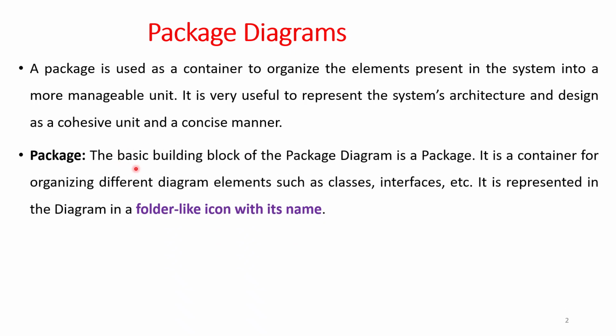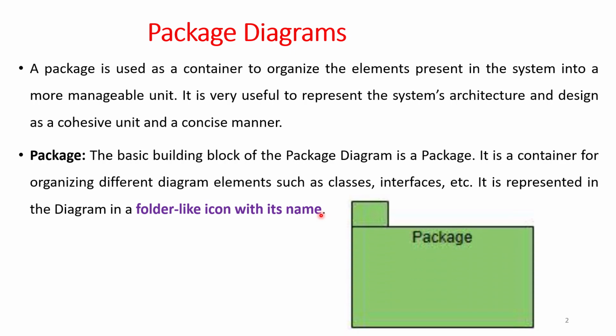So the building block of the package diagram is called a package. It is a container that organizes the different diagram elements. The elements can be classes or interfaces, or any subsystems present in the package. The representation of a package is usually a folder-like icon with its name, which means every package must have a name. A package is like the organization of a folder, where each folder contains multiple files.